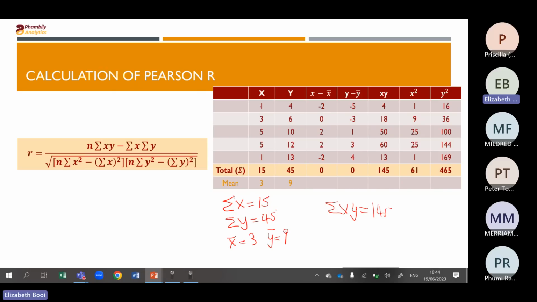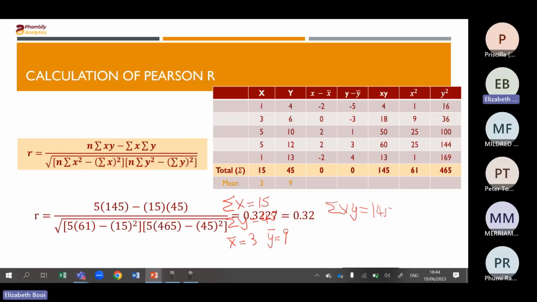All right. So from here, we can then just substitute onto the formula all the summation values, and our n is just counting how many values we have. 1, 2, 3, 4, 5. And you just substitute onto the formula and you calculate your R, and you find that your R is 0.32.